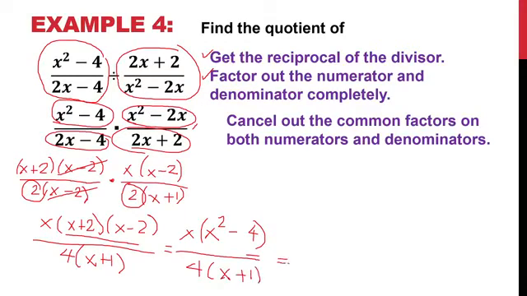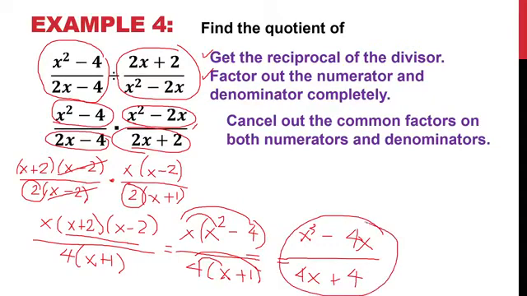Let's do the distributive property. Multiply. That's x cubed minus 4x, all over, distribute, 4x plus 4. And there you have it. This is your final answer. I can also accept this as my final answer, the factored form. Okay? So that's example number 4.